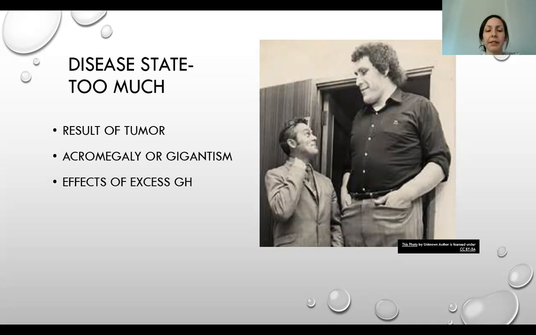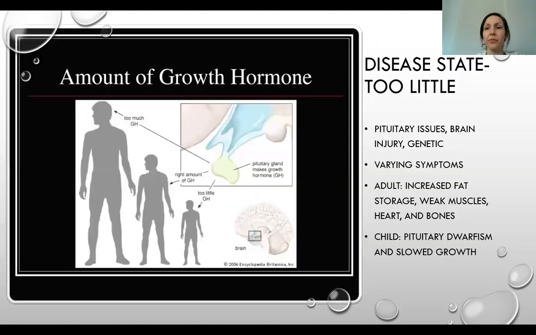The picture on the right is of a pro wrestler with acromegaly, referred to as Andre the Giant, who died at 46 from congestive heart failure. And you'll notice that 46 is a very young age to die of congestive heart failure. So it actually has to do with his acromegaly as well.